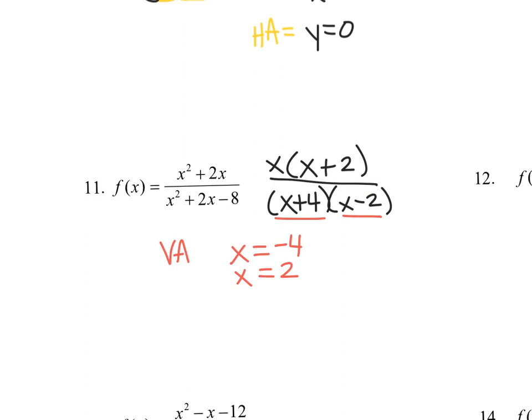And then for the horizontal asymptote, you want to look at the degree. Here the degrees are the same, so what you're going to want to do is look at the leading coefficients and take the ratio. So the horizontal asymptote is going to be y equals 1.